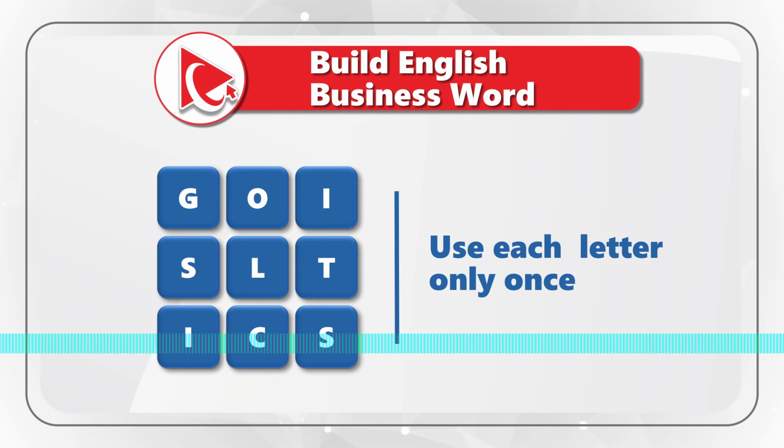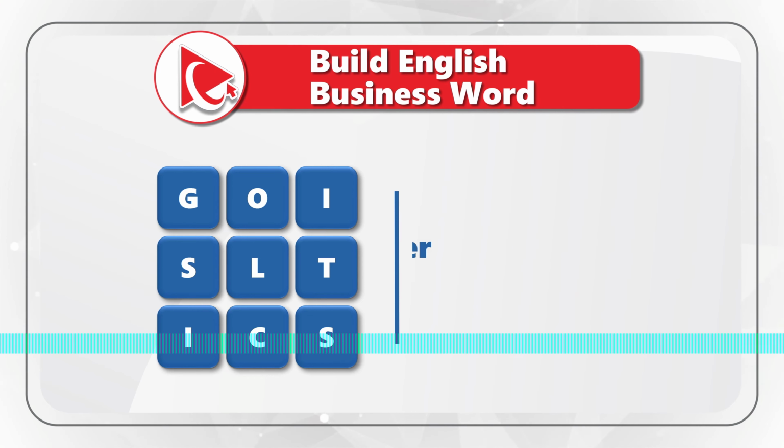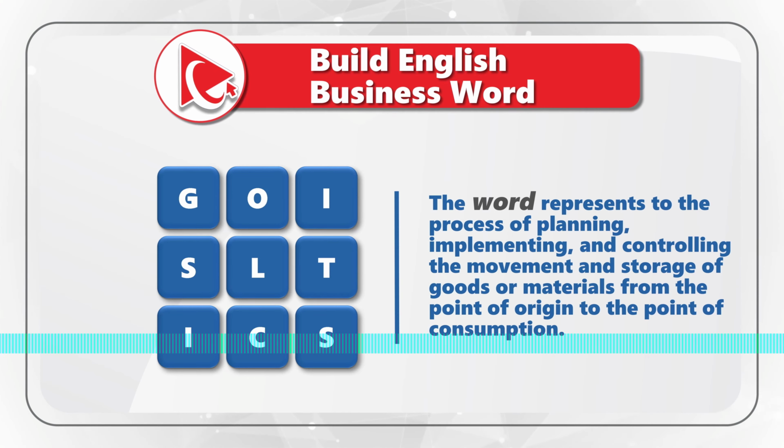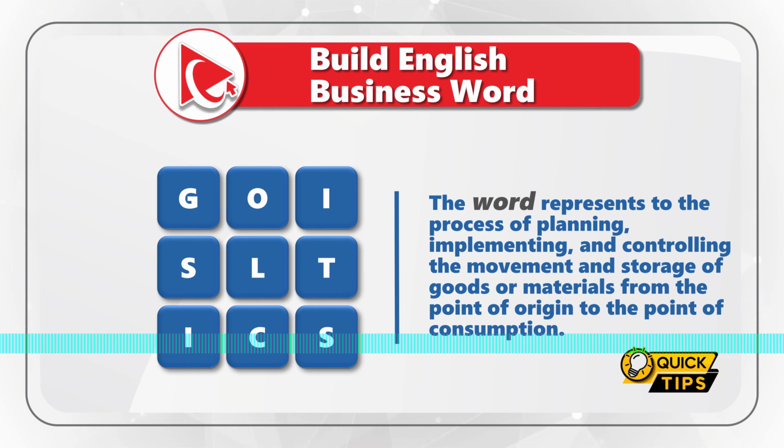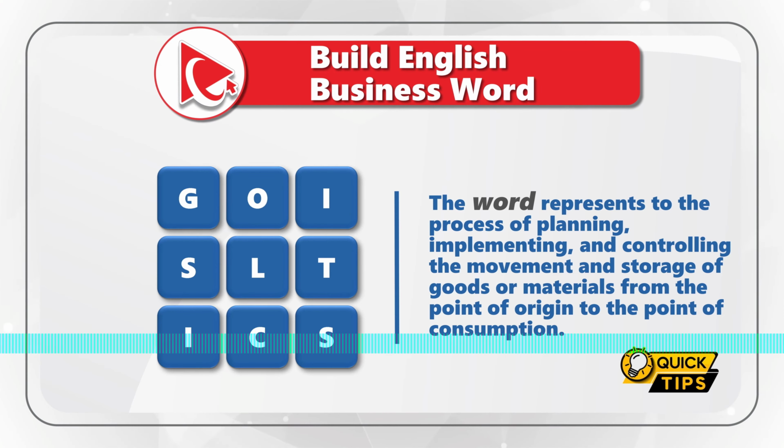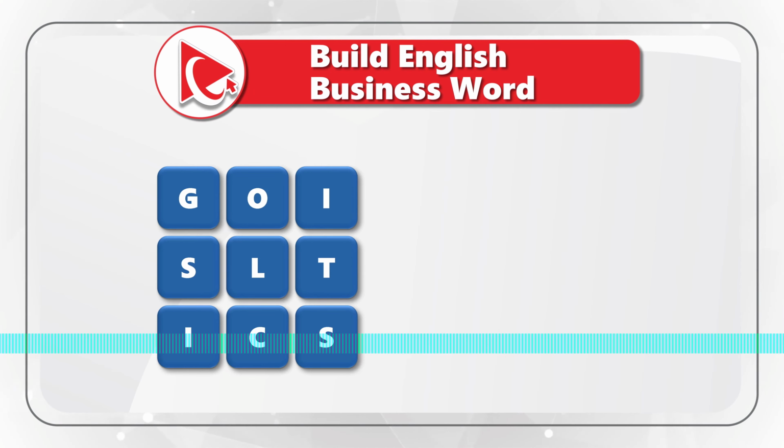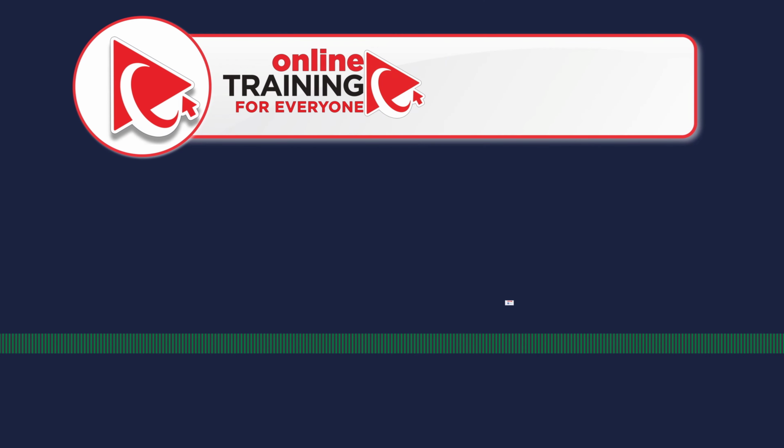Because I want you to succeed so much, I'm gonna give you a quick hint. The word represents the process of planning, implementing, and controlling the movements and storage of goods or materials from the point of origin to the point of consumption. Did you figure it out? I'm going to move forward and share with you my version of the answer.